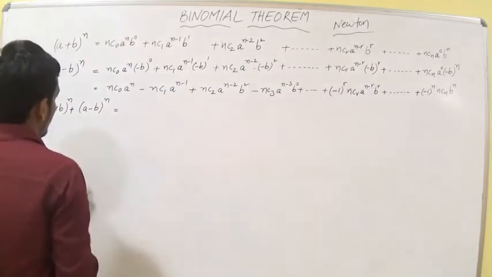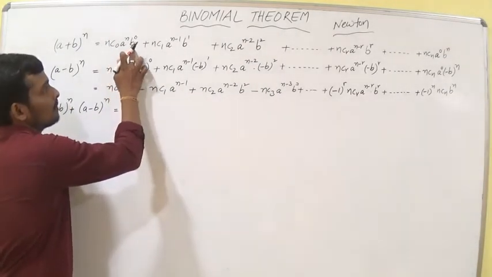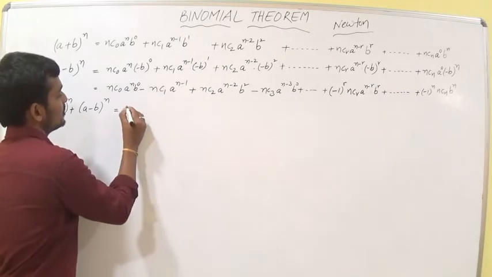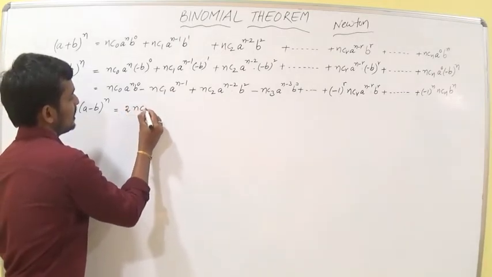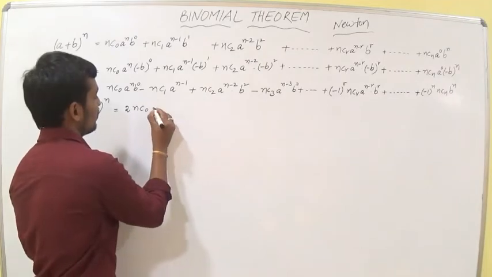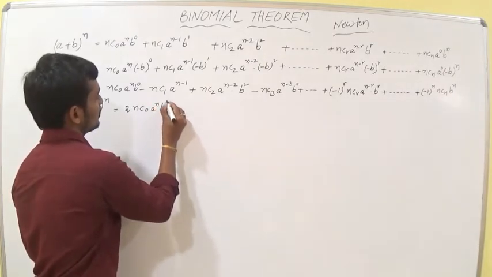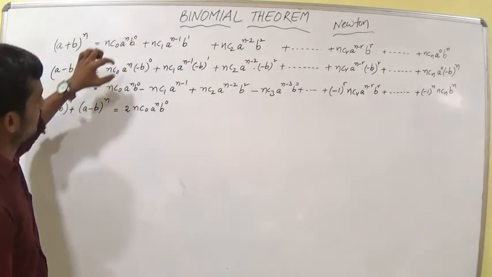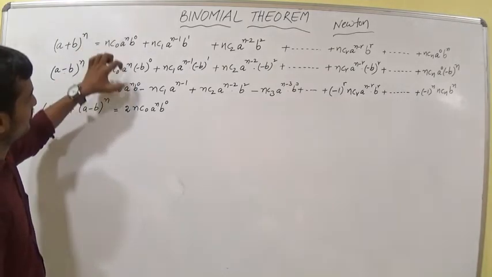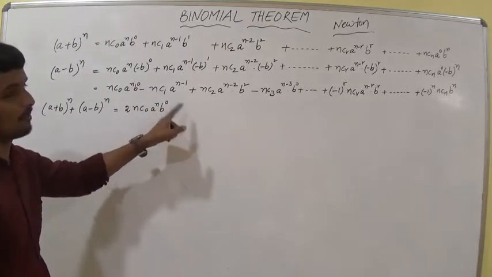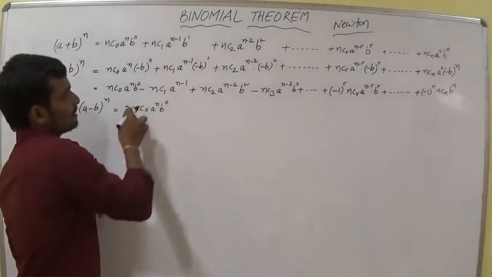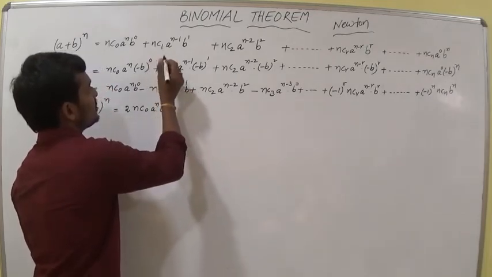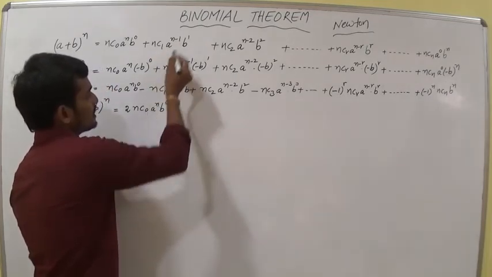Observe here. If we add these two, this is nC0 a power n b power 0, and this is nCn a power n b power 0. If you add these, we are getting 2 nC0 a power n b power 0. Next, the b terms are cancelled. These two are equal, here also b is there. So nC1 a power n minus 1 into b, minus and plus, are cancelled.